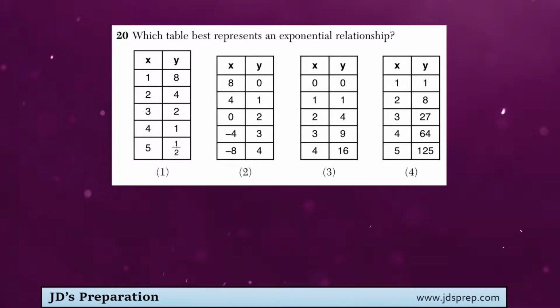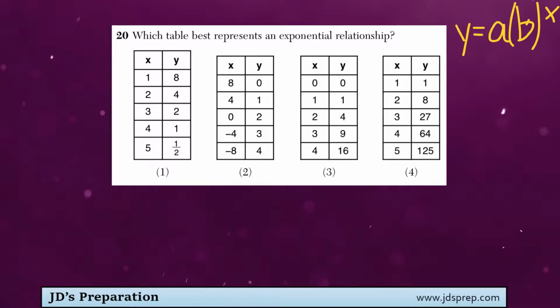In this problem, we're looking for which one of these tables represents an exponential relationship. Remember, an exponential equation would imply that your variable x is in the exponent of a power. For example, the general format might be y equals a multiplied by b to the power of x. So that's kind of what we're looking for.